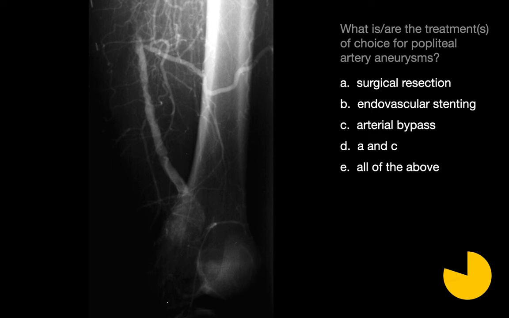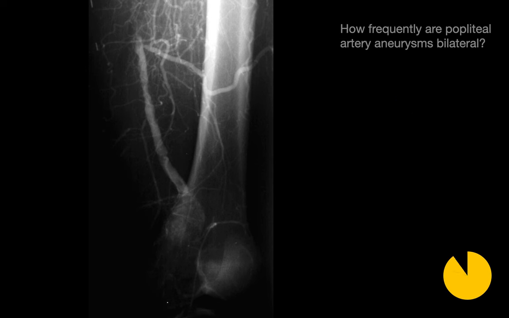Which of the following treatments is a treatment of choice for popliteal artery aneurysms? Both surgical resection and arterial bypass are considered treatments of choice. Stenting is generally avoided if possible because these aneurysms usually cross the knee joint. How frequently are popliteal artery aneurysms bilateral? Around 60% of popliteal artery aneurysms are bilateral.